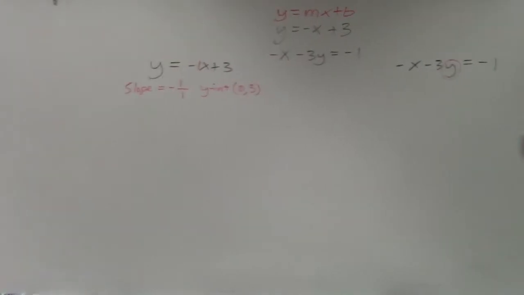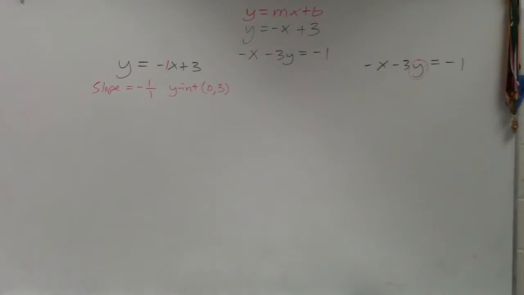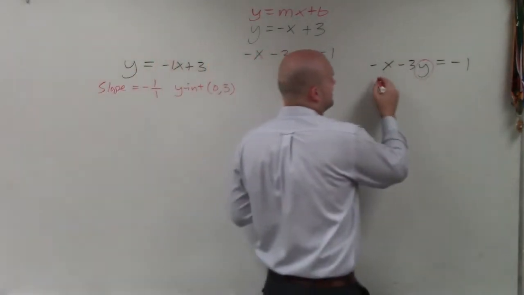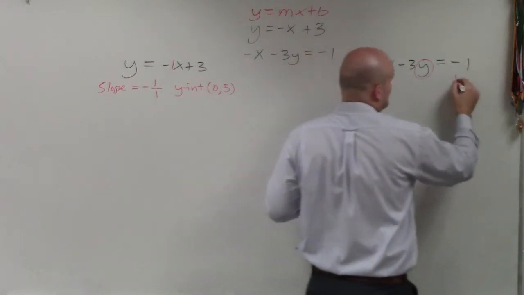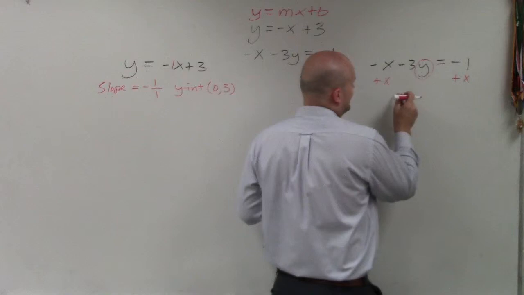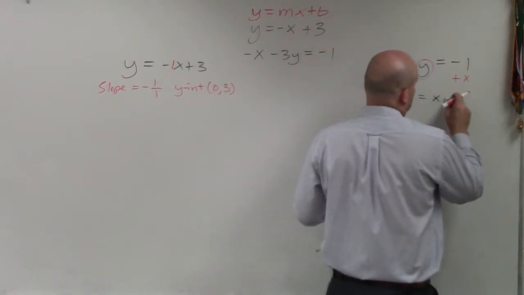Okay, so I need to isolate the other equation so that it is solved for y. So basically, the first thing I'm going to do is add the x to both sides. By doing that, I now obtain a negative 3y equals x minus 1.